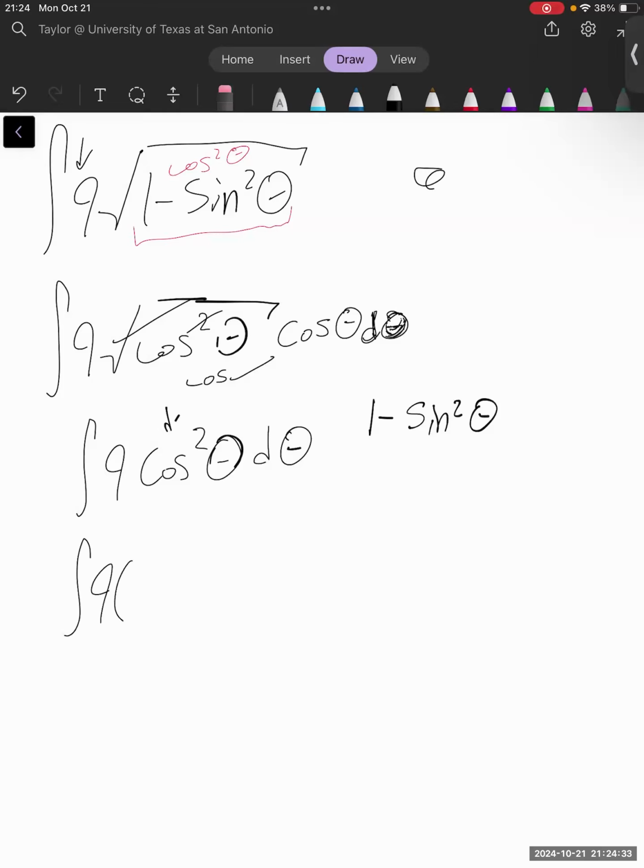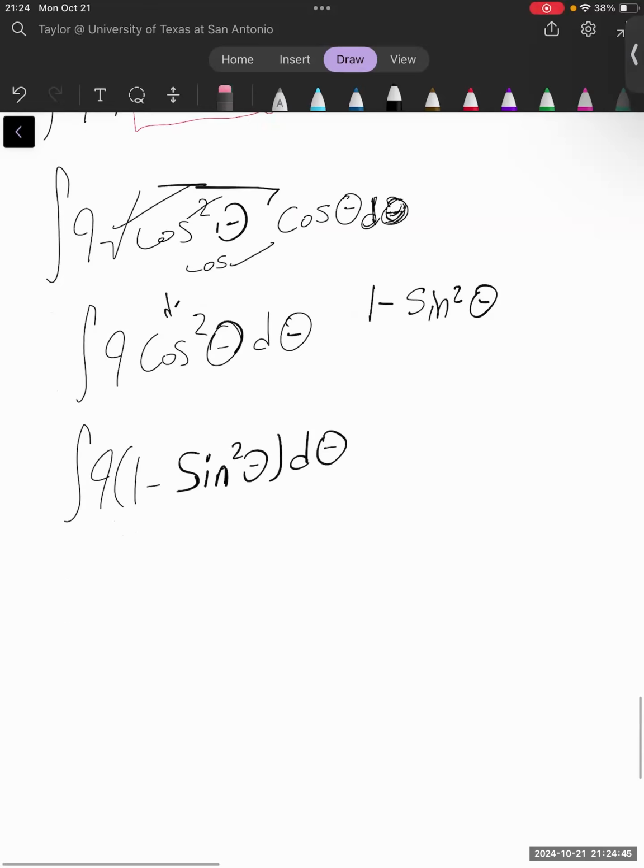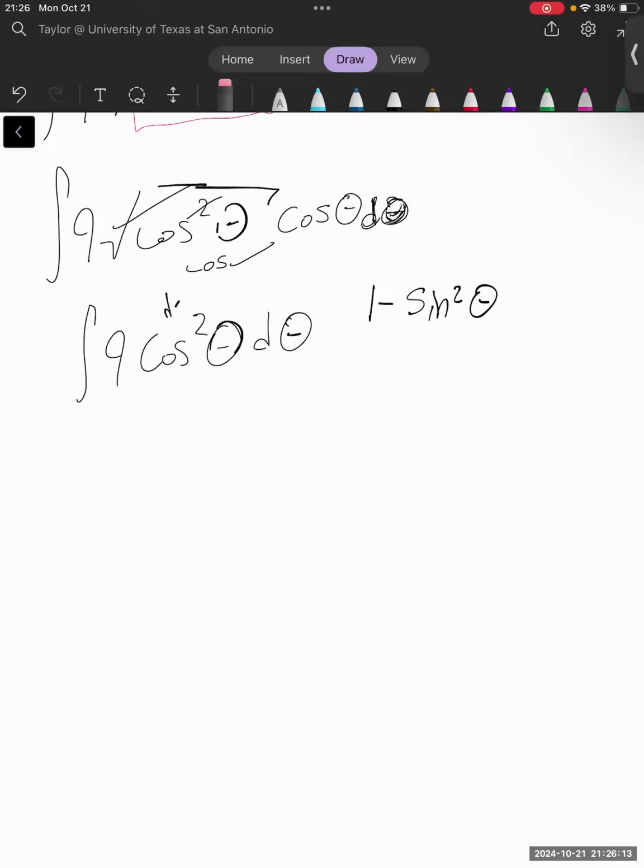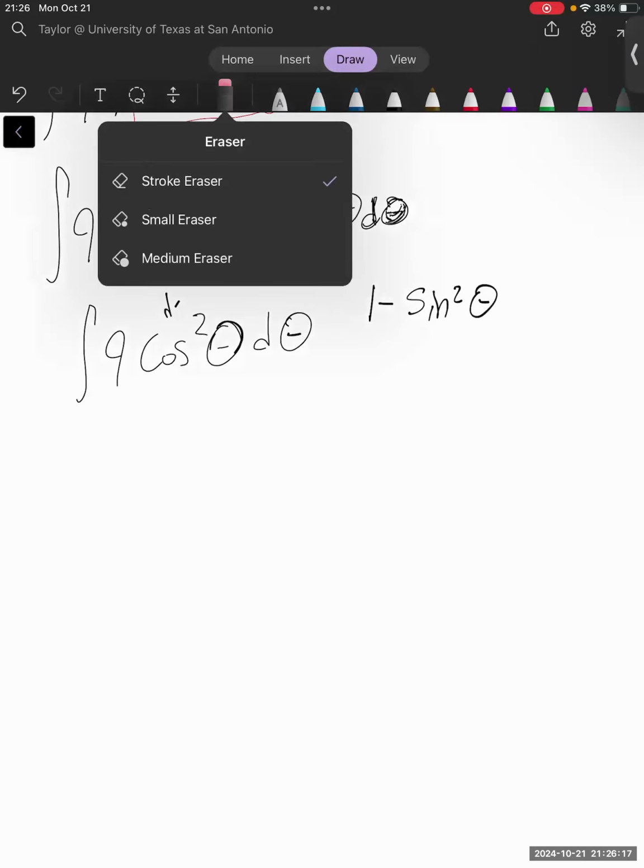Giving me 9 times 1 minus sine squared theta d theta. Pulling the 9 out, I get, and then I'm going to go ahead and carry out the integral. All right, and then for this step, we know that we have an identity for this. Ignore this, sorry.